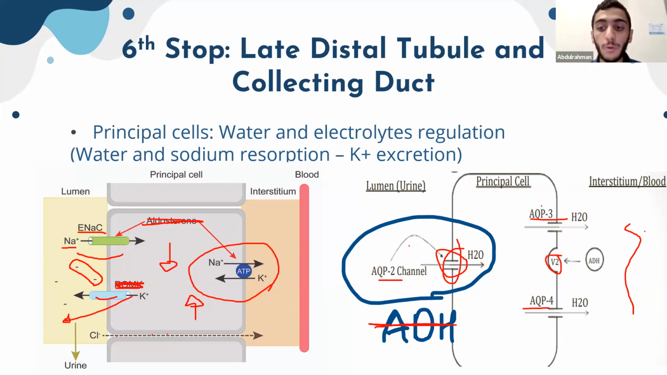The aquaporin 3s and aquaporin 4s then move the water to the blood, but these are not affected by ADH. They're going to be found there either way, whether there is aquaporin 2 or no aquaporin 2. But the presence of aquaporin 2 is controlled by ADH.